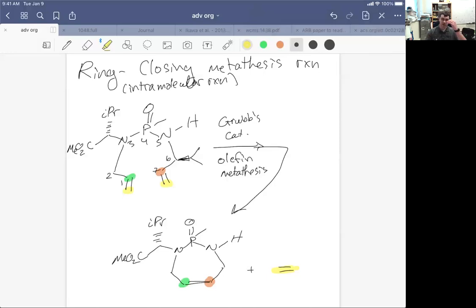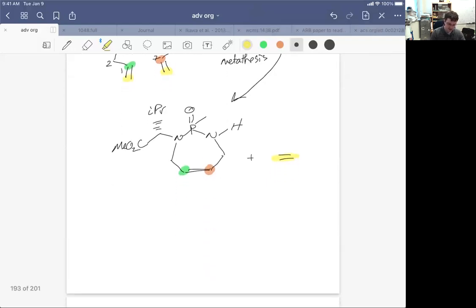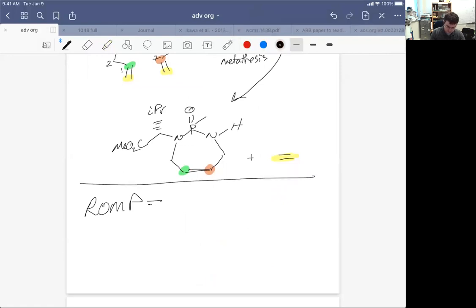Okay, so we can do ring closing metathesis. We can even do ring opening metathesis. Now, why would you want to do ring opening metathesis? Well, you do ring opening metathesis if you want to, technical term, romp. That is ring opening metathesis polymerization.